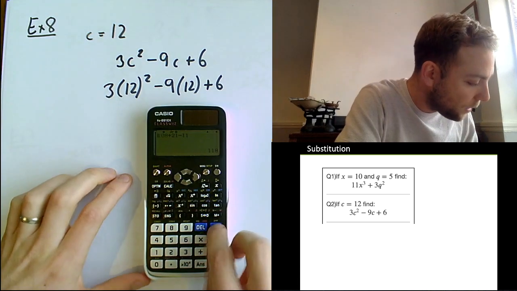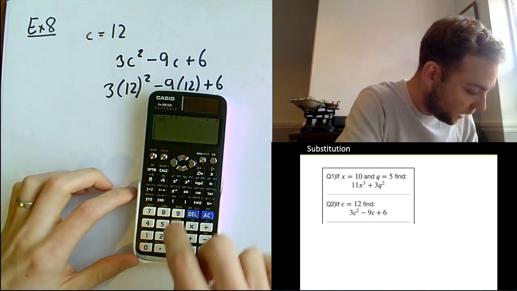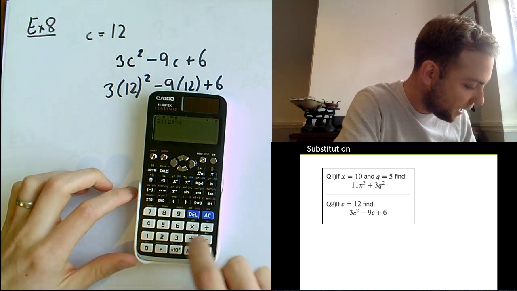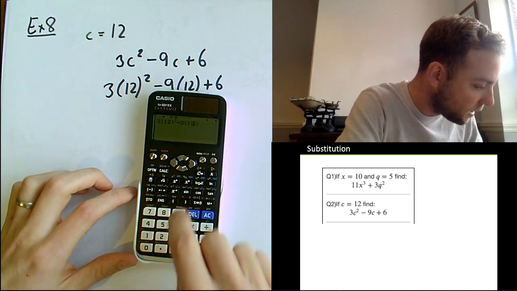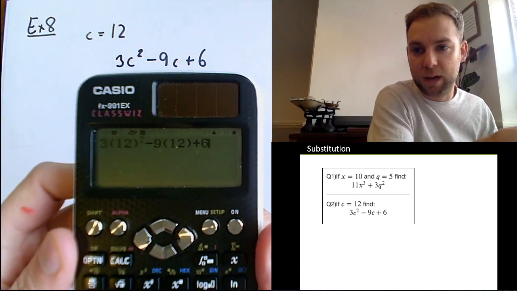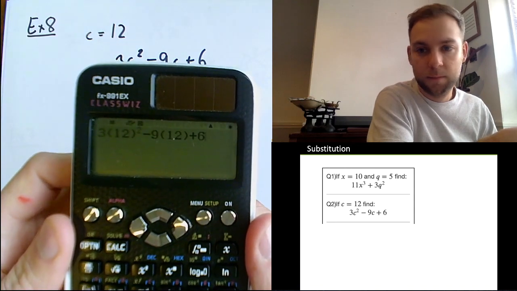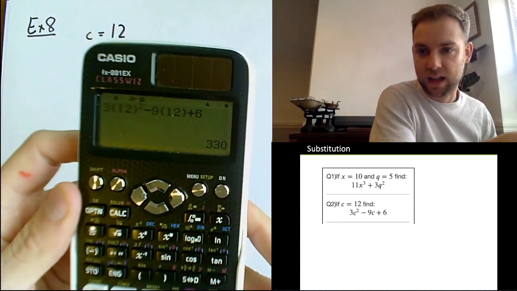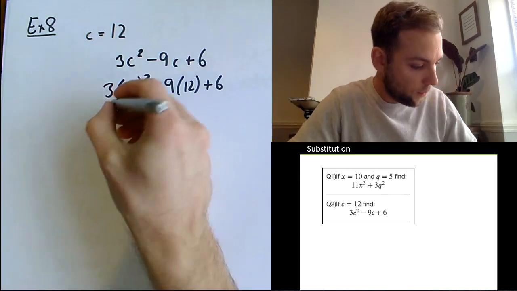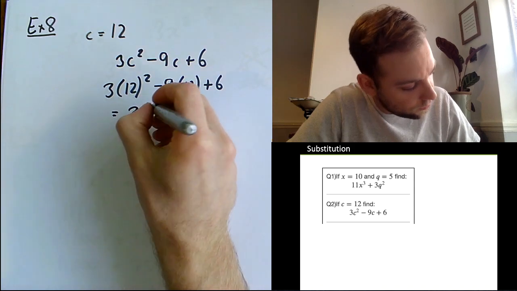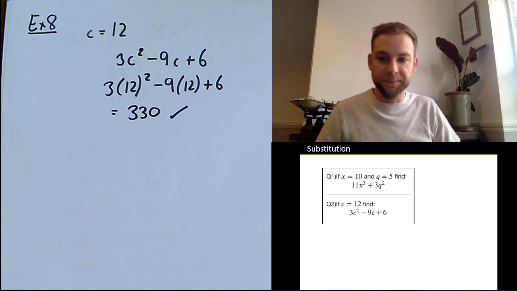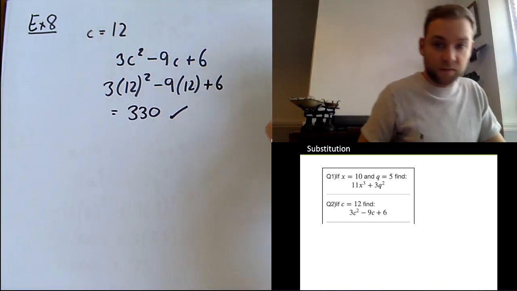Now I'm going to show you. So 3 bracket 12, close the bracket, then squared, minus 9, close the bracket times 12, plus the 6. Now look, I've just typed that straight in with those mini brackets. So let's press equals, and that's your answer there. Mini brackets make it easier. So the answer to that one is 330, done.